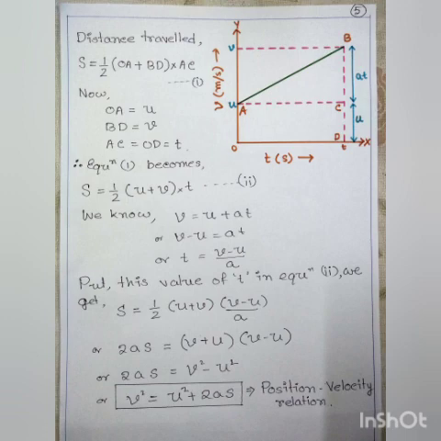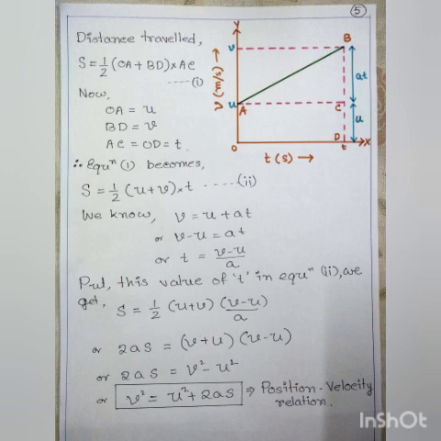So the formula is S equals half into OA plus BD into AC. Now here OA is equal to initial velocity u, BD equals the final velocity v, and AC equals OD, that is time t. Now equation 1 will become S equals half into u plus v into t. Now from first equation of motion we know v equals u plus at, or v minus u equals at, or time t is equal to v minus u by a.